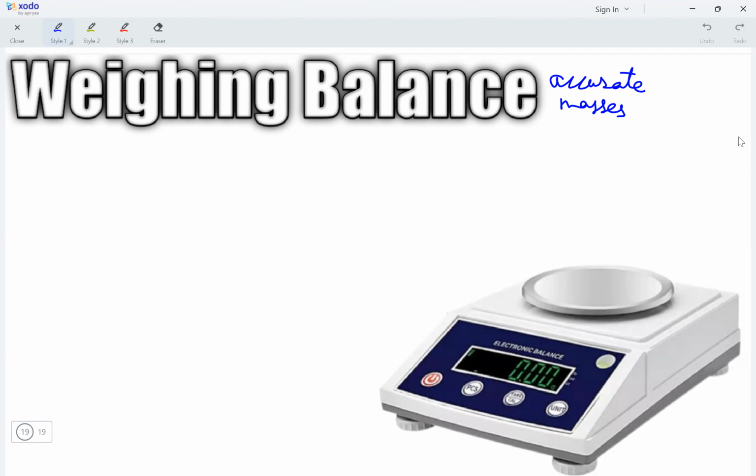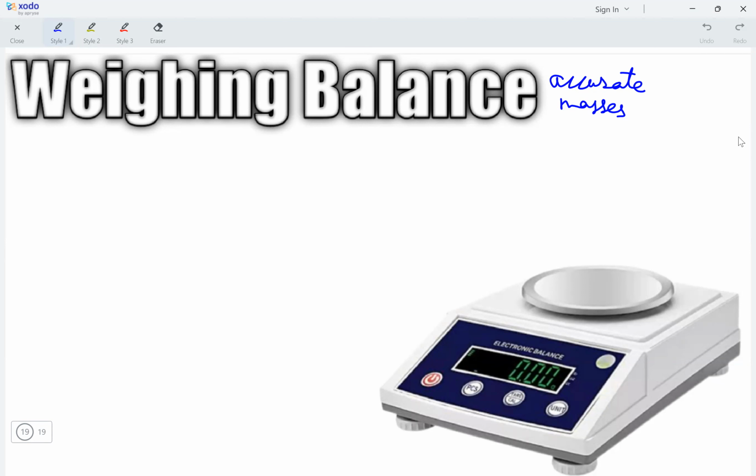Similarly, if we are going to measure the mass of a liquid or mass of a solid, we would need the help of a container or a containing piece of apparatus. So a weighing balance is almost always used twice.